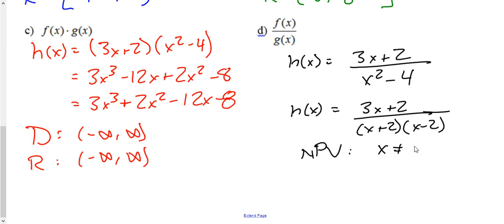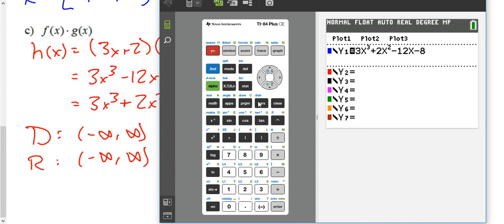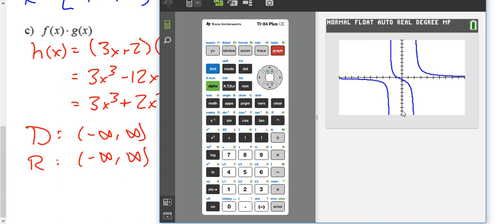X cannot equal positive or negative 2, and again, those are going to be vertical asymptotes as well. So let's see what we get in terms of a graph. So I have 3x plus 2, and there I can write down the factored form or the full equation. I'm just opting to write down the full again. But I do know that because I factored it at negative 2 and at positive 2, I should have had two asymptotes, which I do. And I clearly see another one right here, but it should be okay.